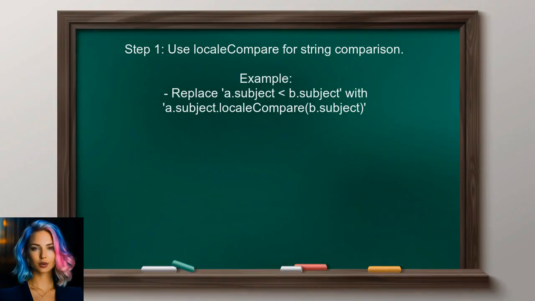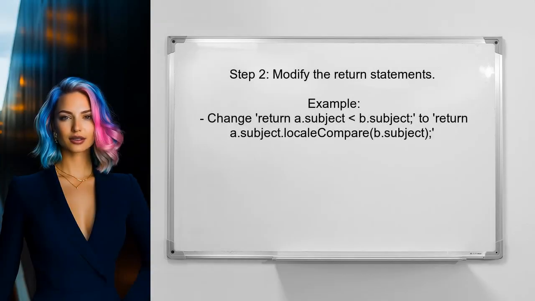To sort the array correctly, the user should first ensure that the comparison for strings is done using the localeCompare method. This method provides a more accurate alphabetical comparison. Next, the user should modify the sorting function to ensure that it returns the correct values. The return statement should return negative, 0, or positive values based on the comparison.